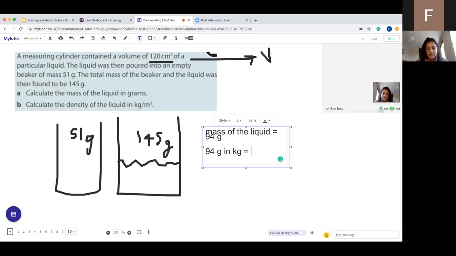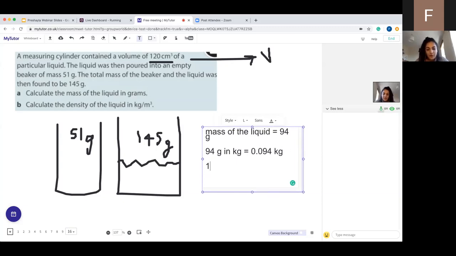So 94 grams in kilograms, we need to divide by 1,000 so that we get 0.094 kilograms. So that's just dividing grams by 1,000. And then we need to get our volume into meters cubed. So this is where it gets a little bit more complex. So we have 120 centimeters cubed, but we need to go to meters cubed. Now the way that we do that is by dividing by 10 to the power of 6.